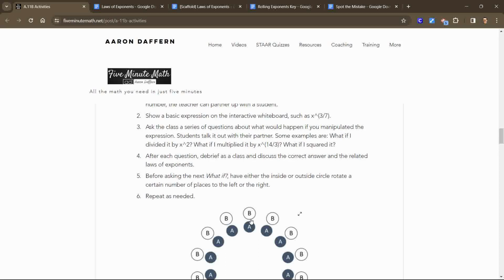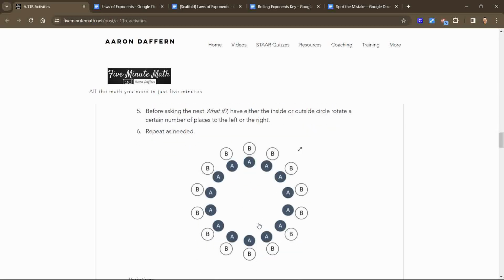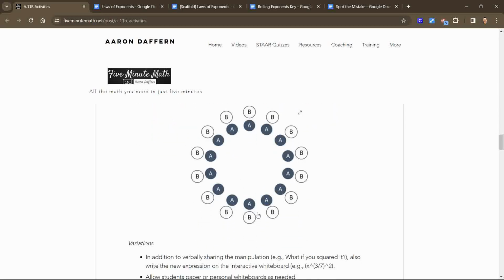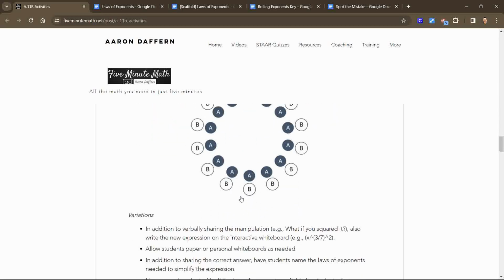It's supposed to be quick and fun. The students are standing up the whole time. There's as much joy as you would imagine in just trying to figure out who their next partner is going to be. Before you ask each next question on that same base expression, like x to the 3/7 power, you always rotate, so they're always doing it again with new students. You repeat it as needed. You can get in and out of that within 10 minutes.